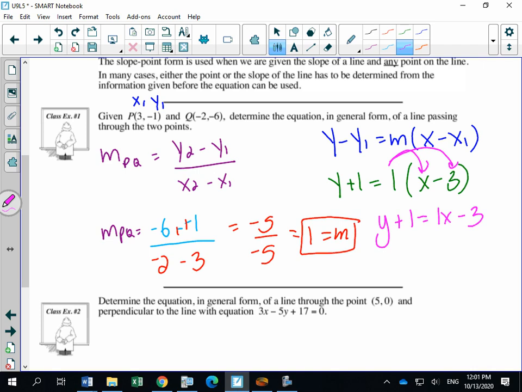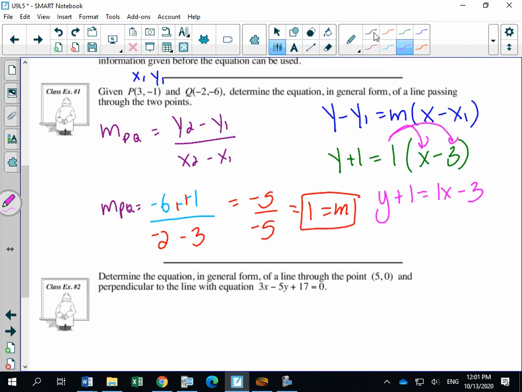Let's go into slope y-intercept next, right? So let's go into that form next. So let's solve for y. So subtract 1, subtract 1. Y is equal to 1x minus 4. That would be your answer if they said, what's the equation in slope y-intercept, right? I know that the slope of my line is 1, my y-intercept is -4, right? So that's a good form to be in.